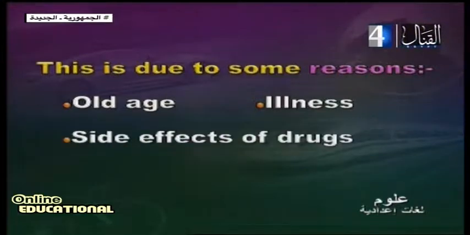What are the reasons of cataract or darkness of eye lens? First, old age. Old age causing cataract. Illness. Illness or increasing temperature of the body may affect the structure of eye lens and become dark. So, in the case of illness, we must decrease the temperature of the body. Side effects of drugs. Drugs here means medicines.